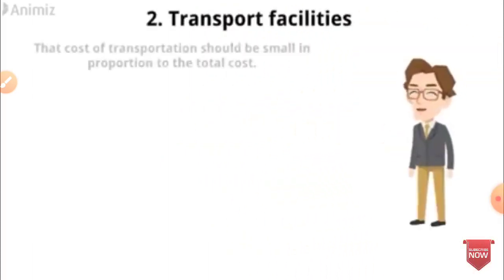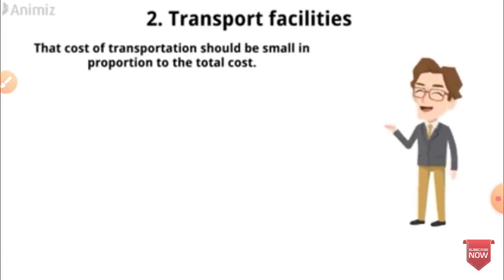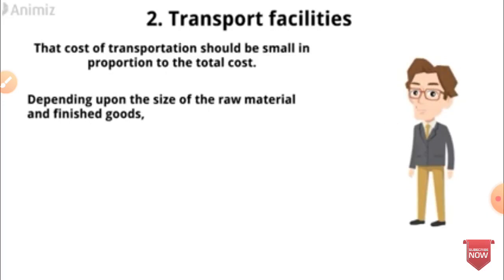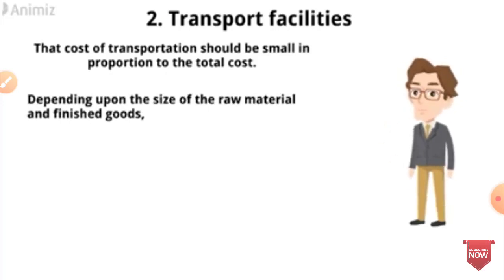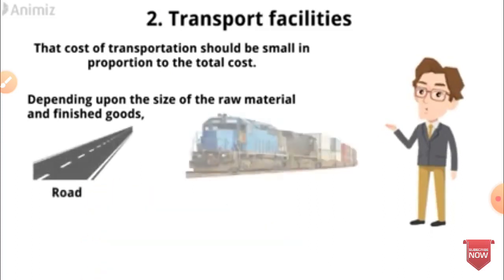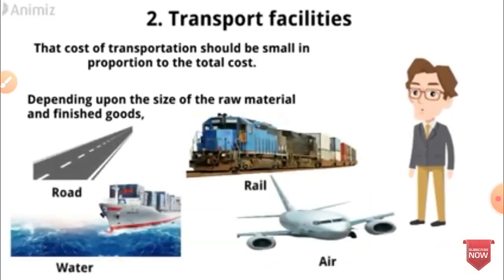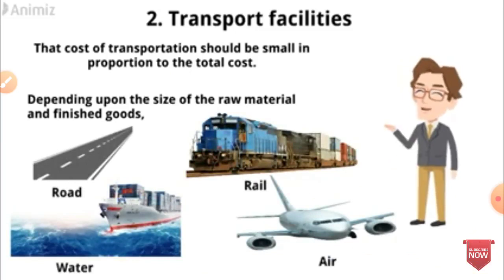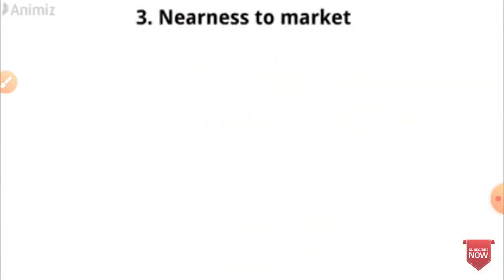In transport facility, the cost of transportation should be small in proportion to the total cost, depending upon the size of raw material and finished goods. So in transport facility, road, railway, water, air, all types of facility are important. So the third point is nearness to market.